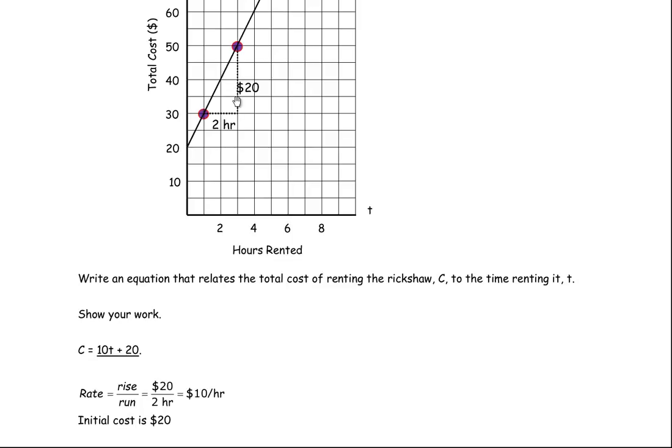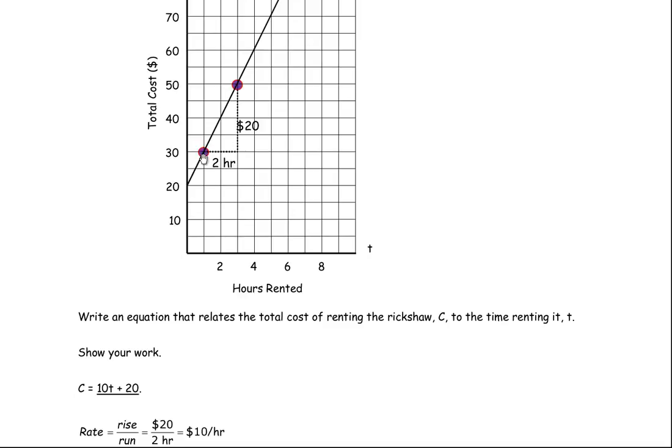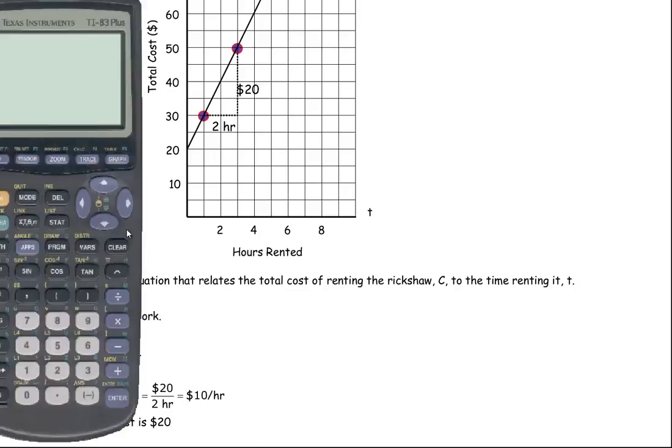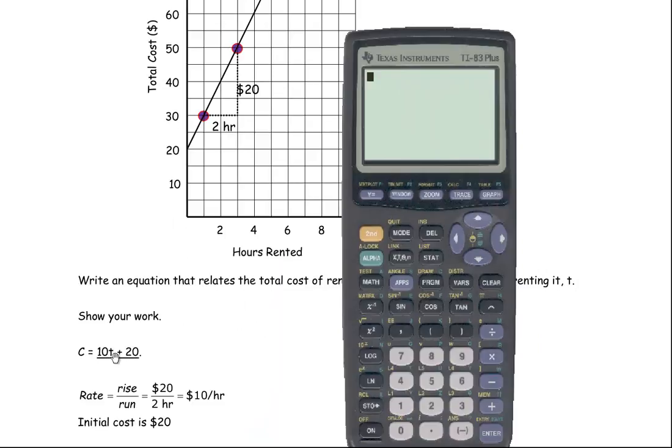Now to find the rate of change, which is how much they're paying per hour, I joined the 1 hour dot to the 3 hour dot. So this is $30, this is $50, so that's an increase of 20. That's the rise. And from 1 hour to 3 hours would be 2 hours. So the rise is 20, the run is 2 hours. Remember, rate of change is rise divided by run. So we divide the $20 by the 2 hours, and they're being charged $10 per hour. So the initial cost is 20, and the equation is C equals 10t plus 20.